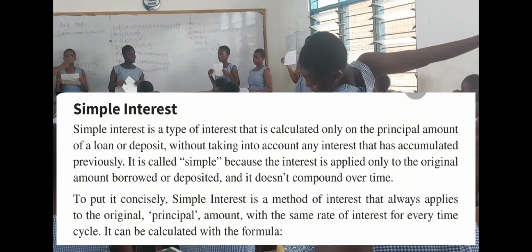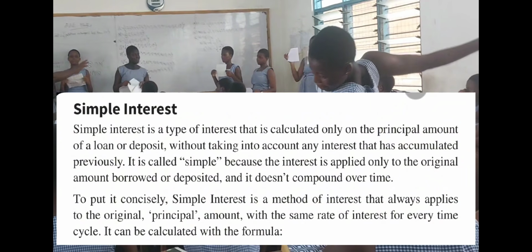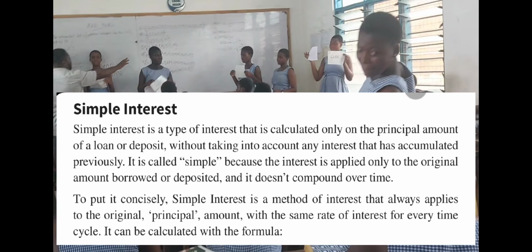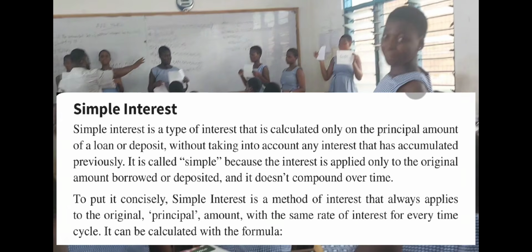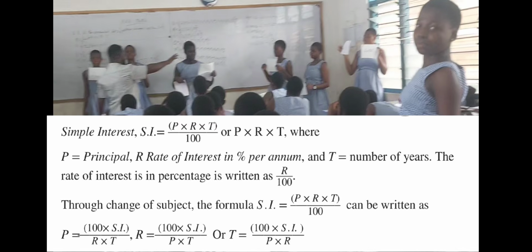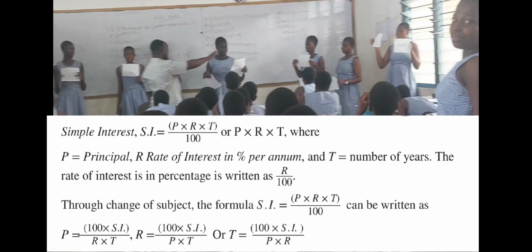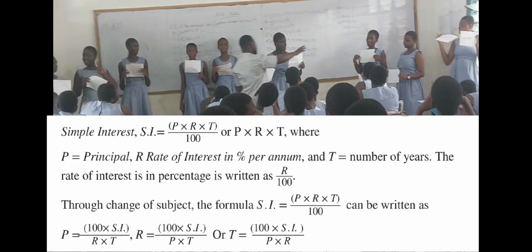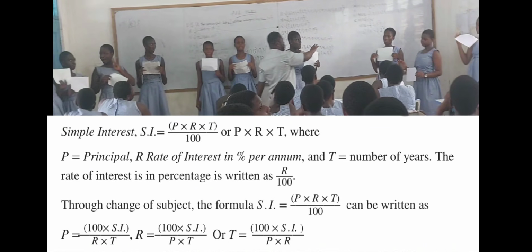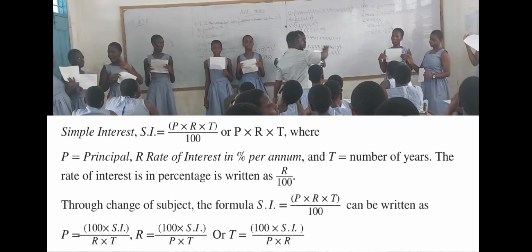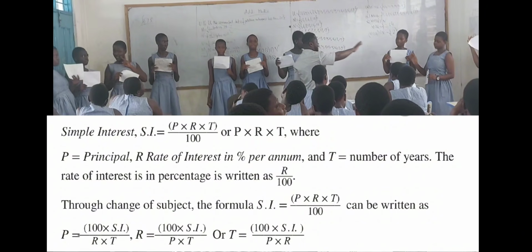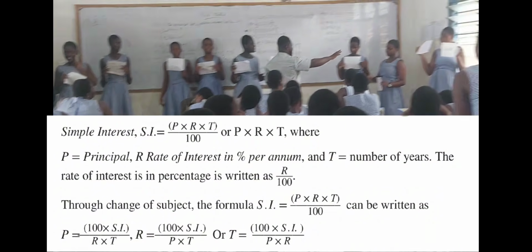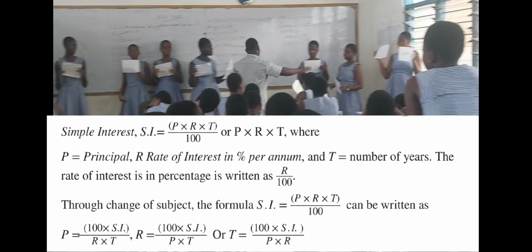Then you understand why we are calling this one simple interest, right? So this one is simple because it is calculated only on the principal you have invested. So we say the simple interest formula is calculated as SI. When you see SI, it means the simple interest. So simple interest should be equal to the principal, which is the P, times the rate, which is the R, times T, which is the time, all over 100, right?